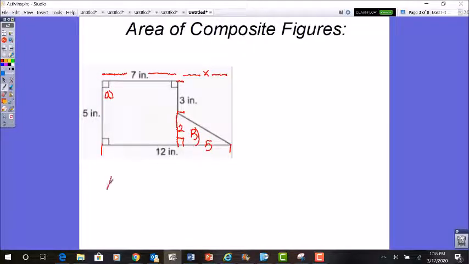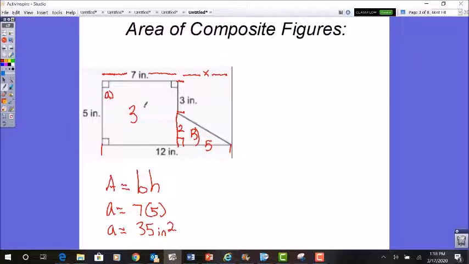So let's do shape A first, which is pretty simple because it's just a rectangle. So we're just going to use the parallelogram formula, right? So area is the base, which is 7, times the height. The base and the height meet at a right angle, so I'm going to multiply 7 and 5, and I'm going to get an area of 35 inches squared. Okay, I'm going to put that number in here, so we know this piece is 35 inches squared.